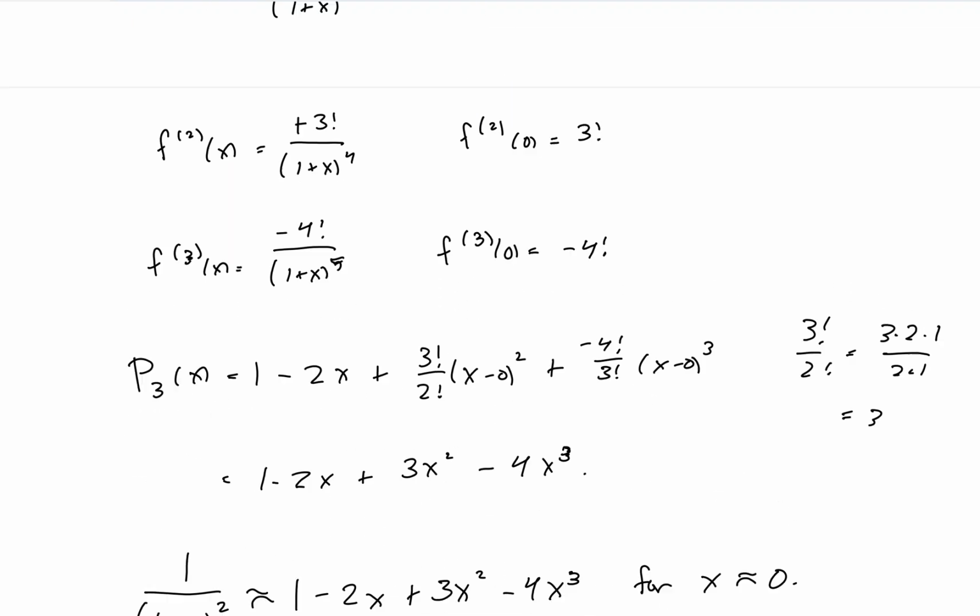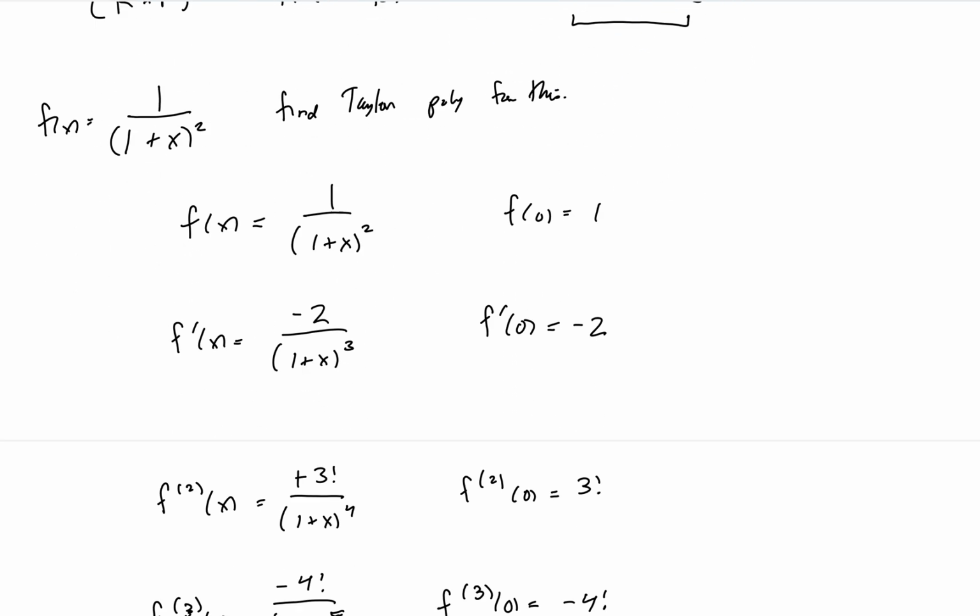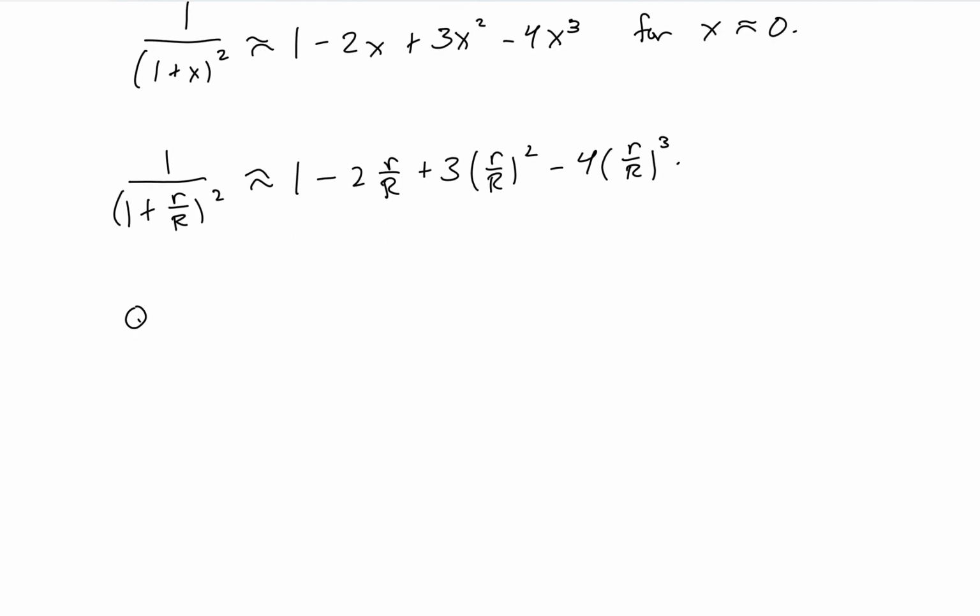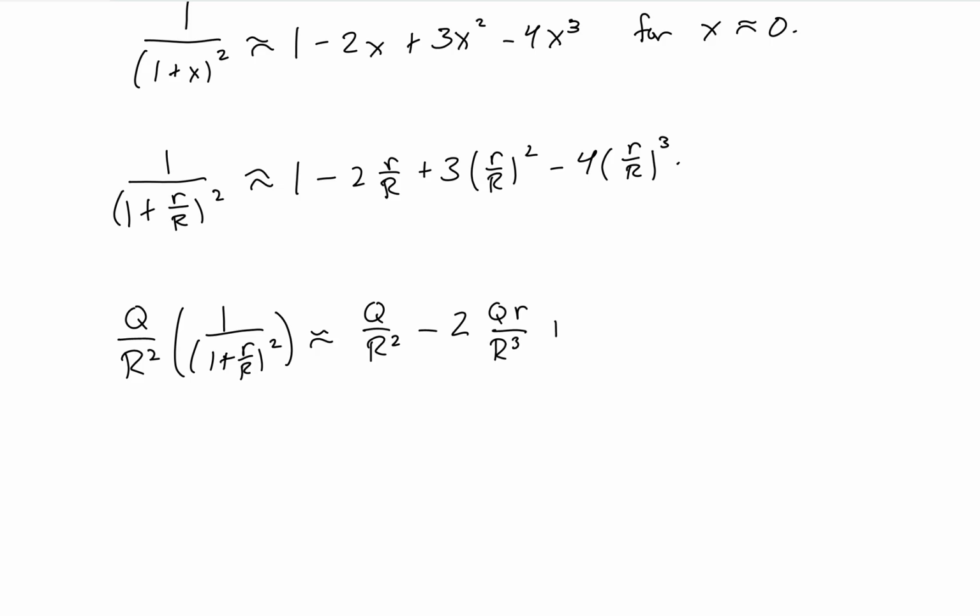And so now, continuing, remember the term we were looking at was q over R squared times this. So that means q over R squared times 1 over 1 plus little r over big R squared is approximately q over R squared minus, and now we're getting a 2q r over, now we have R squared times R, so this is R cubed, plus 3q r squared over, now I have an R squared times R squared, so R to the 4th, minus 4q little r cubed over R to the 5th.